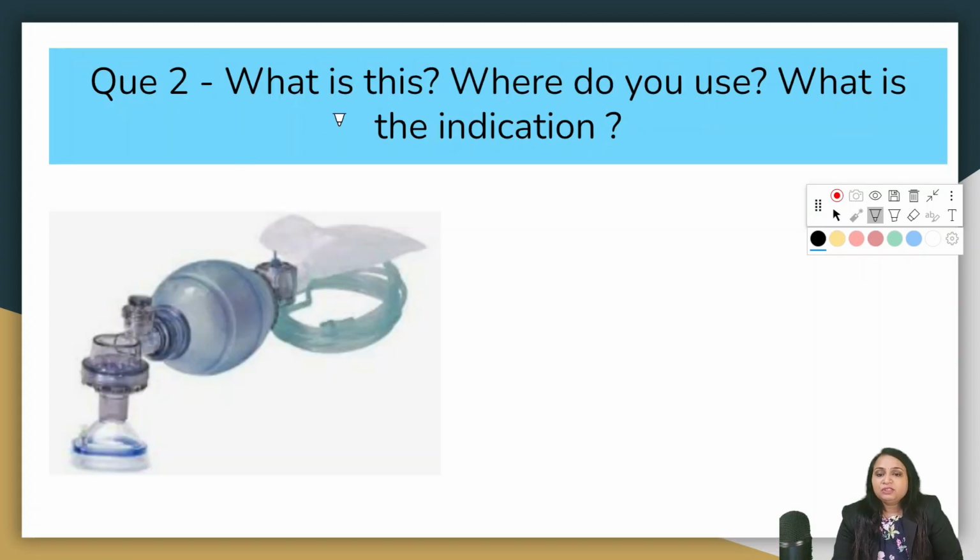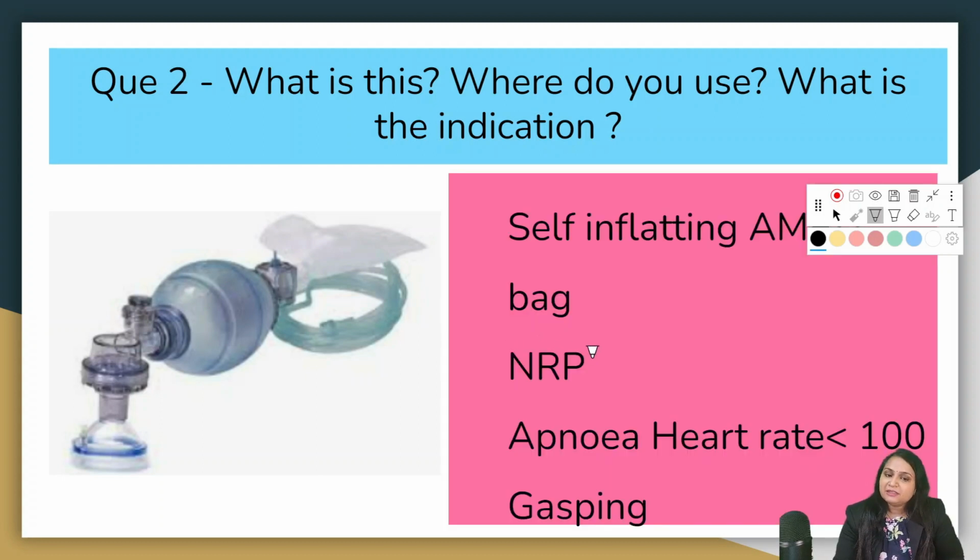Now the next question is, what is this device? Where do you see it and what is the indication? So this device is called a self-inflating bag. It is used in the neonatal resuscitation protocol, and the indication for using this device is whenever there is apnea, gasping respiration, as well as heart rate of newborn less than 100.